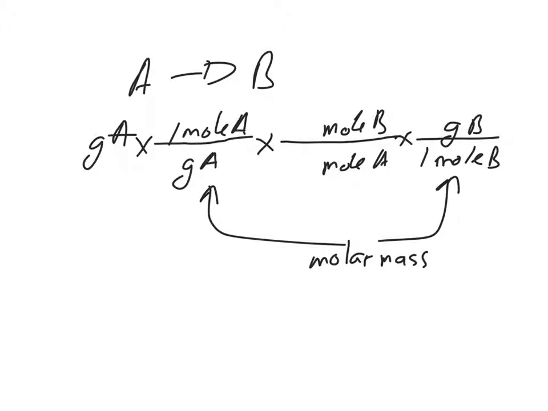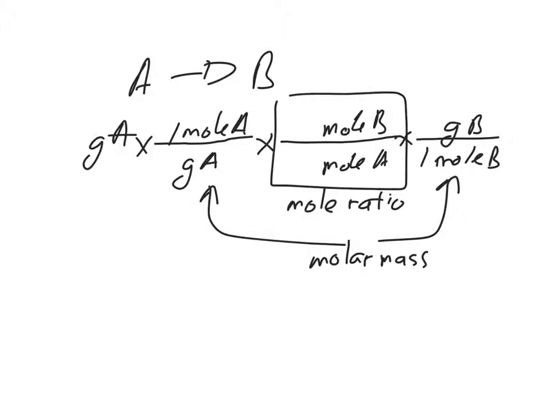Note that the two steps with the letter G in it, which stands for grams, are the two steps that we refer to as the steps that need the molar mass. And of course the molar mass you can always find by looking on the periodic table. And here in the middle we have what is known as the mole ratio. And the mole ratio is where we can convert from moles A to moles B.